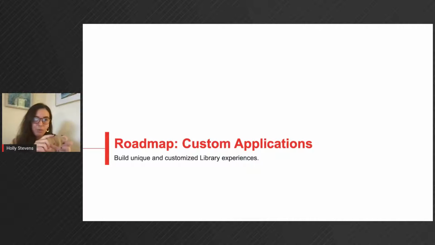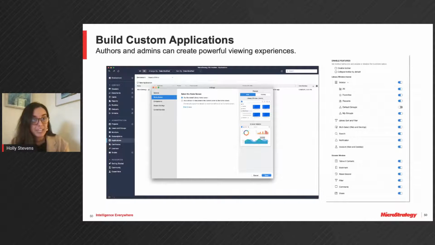All right, so that was one piece of what we're calling custom applications. So you can now define content for your users, but what if you want to take it one step further and start to customize Library? That is what we're calling custom applications.